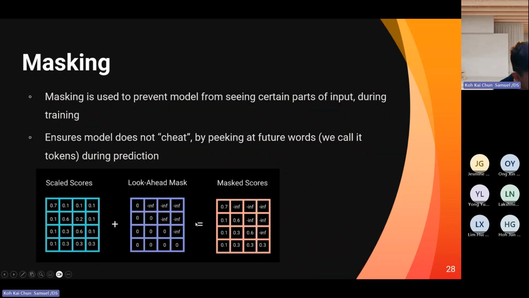So we cover this very simple concept known as masking. For the decoder, just know that it decodes things for you. You don't need to know the specific details. So masking is a way to prevent the model from cheating. It ensures the model does not cheat by peeking at future words, which we call tokens, during the prediction itself.